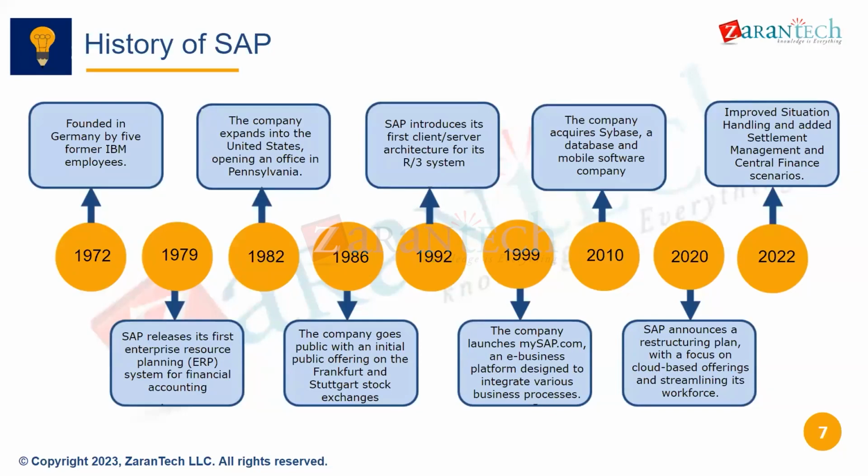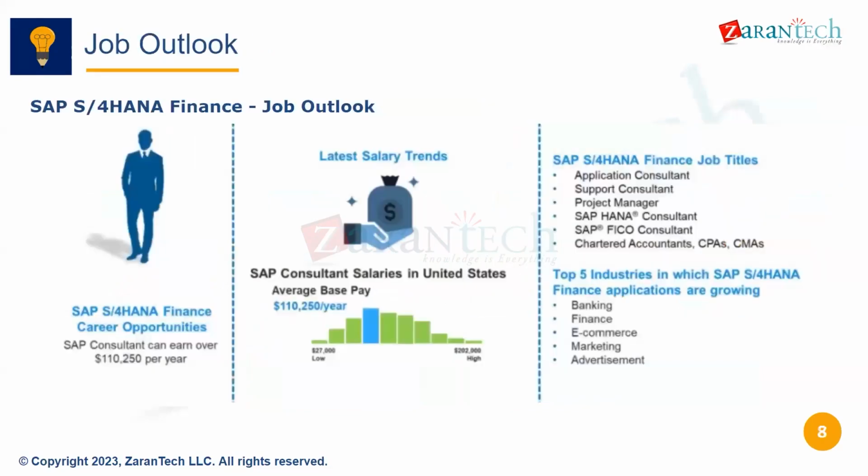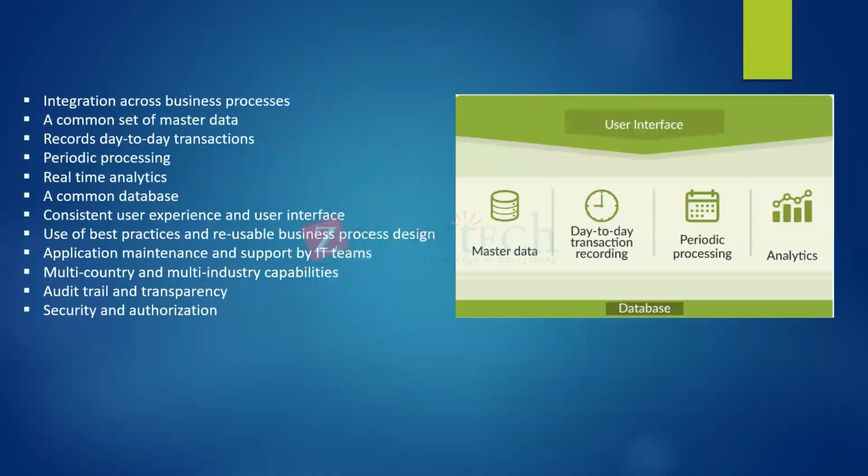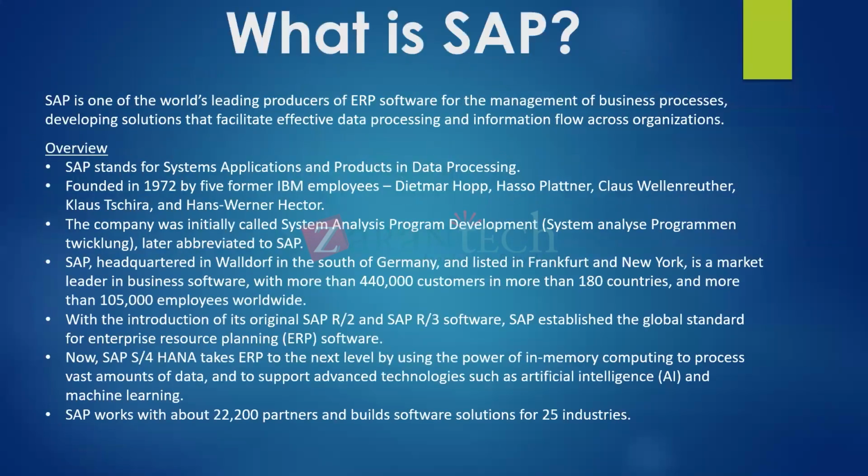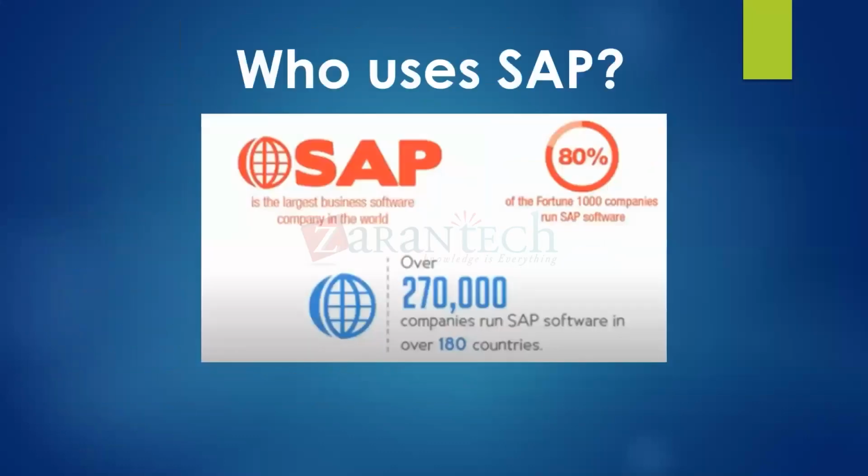In 2020, SAP announced a restructuring plan with a focus on cloud-based offerings and streamlining its workforce. And in 2022, it introduced central finance and the latest technology software on all other modules. Before going to this one, I want to show one more picture on the S4HANA versions evolution.